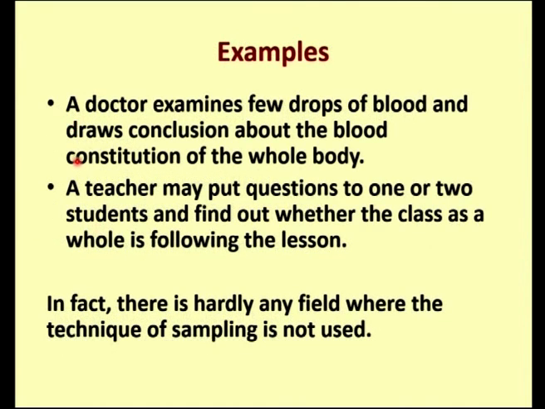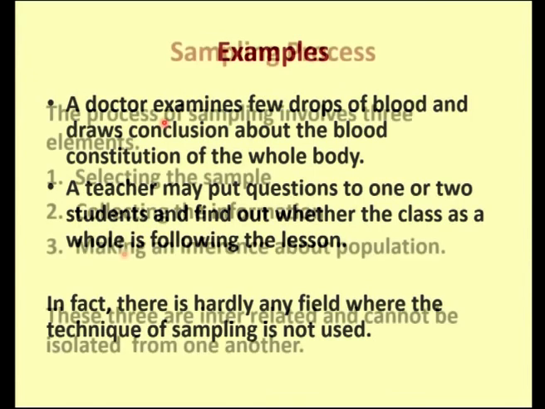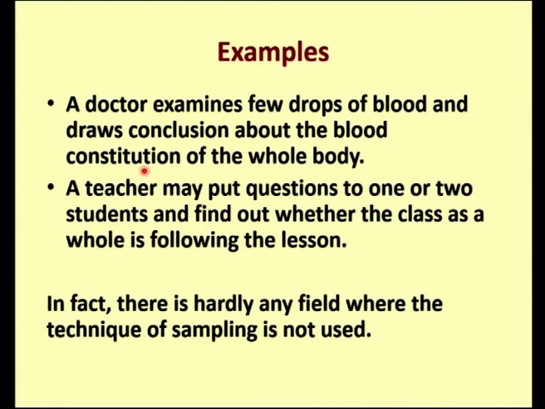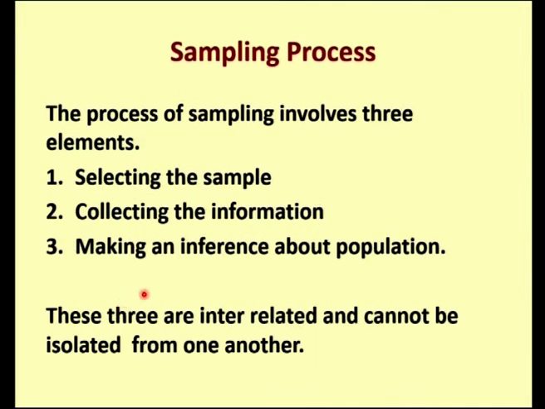And here we have some examples. A doctor examines few drops of blood and draws conclusion about the blood constitution of the whole body. This is actually a sampling process. So, taking a sample, drops of blood, is nothing but a sample. Analyzing the blood sample is nothing but the second step of the sampling process, that is collecting the information, and then coming to a conclusion about the blood constitution of the whole body is nothing but the third element, that is making an inference about population.